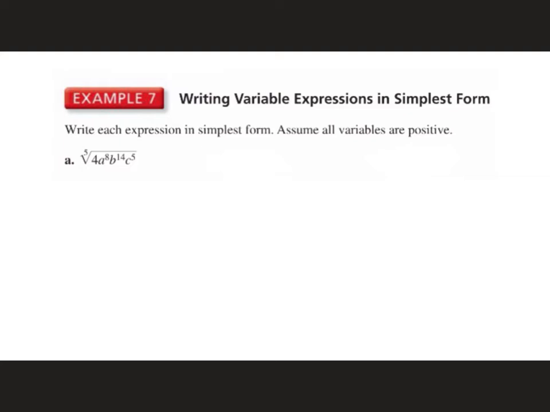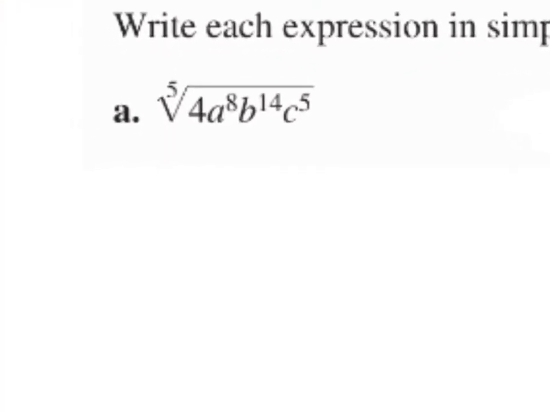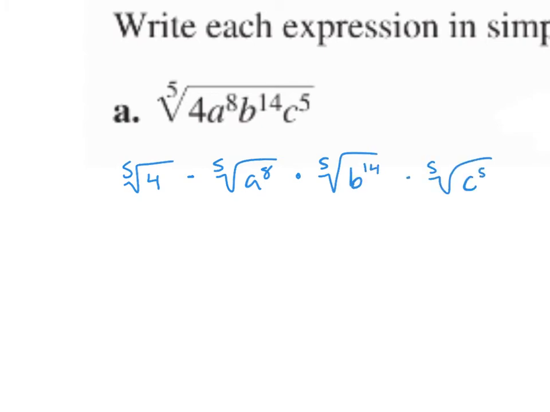So we're doing the same thing here. We're writing each expression in simplest form. So here it's not always going to go in evenly. So let's deal with it one thing at a time. We have the 5th root of 4 times the 5th root of a to the 8th times the 5th root of b to the 14th times the 5th root of c to the 5th power. I just broke it up so we can take it one step at a time.